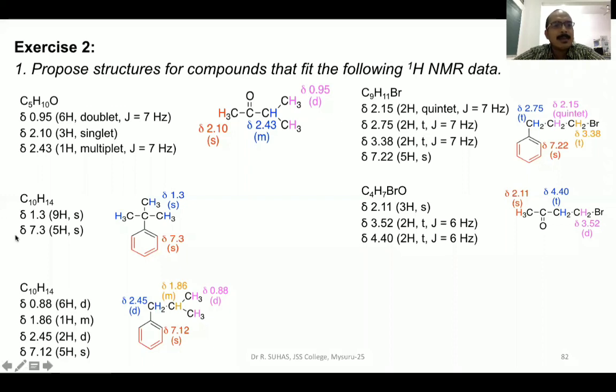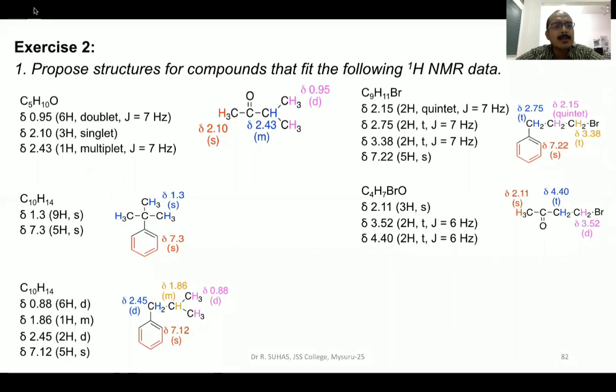The first problem is the molecular formula C5H10O. When such a problem is asked, the first thing that you have to do is to calculate the double bond equivalent, that is, how many unsaturations or rings are present in the compound. For that, you have to make use of CaHbNc, and to calculate the DBE, the formula is a plus 1 plus c minus b by 2. Here, a will be 5, b will be 10, and c will be 0. So if you calculate, the DBE will be 1 for this compound. 1 represents that 1 unsaturation is present in the molecule.